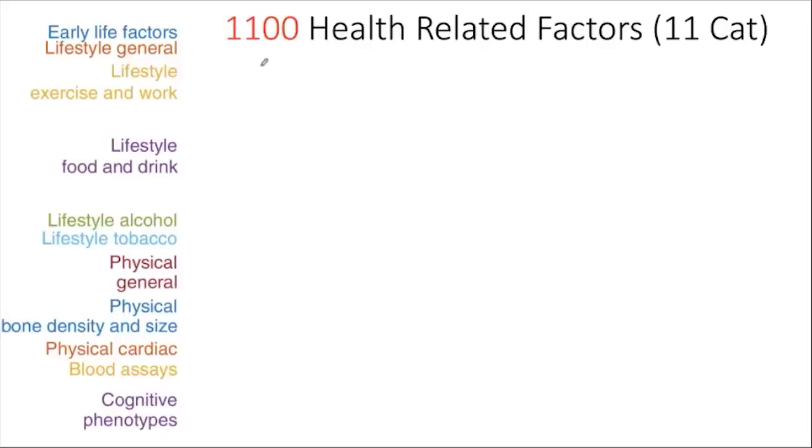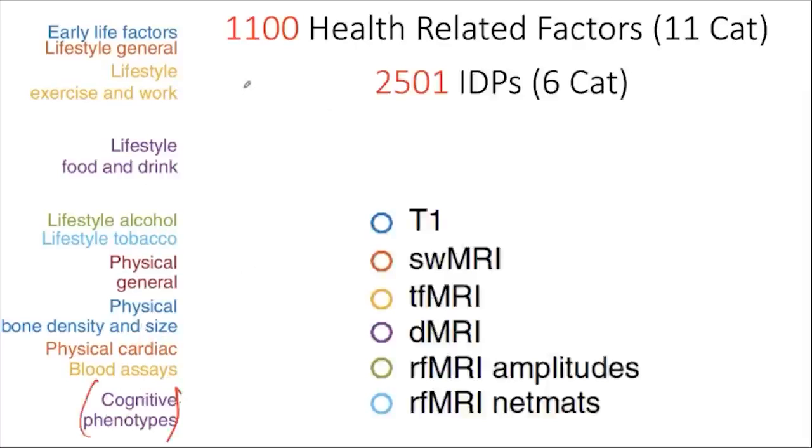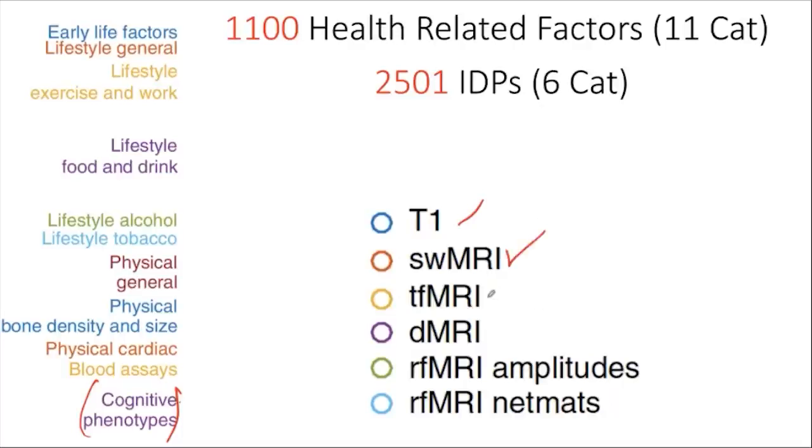Okay. They also had 1,100 health-related factors in terms of, let's say, lifestyle, alcohol use, physical characteristics, cognitive phenotypes. So they had all those health-related factors. And those 2,500 IDPs in 6 categories that we discussed before in terms of T1, structural, task-based, DTI, resting state, both amplitude and netmat. Netmat means connections, and amplitudes means the level of signal that they have within each network. Okay, so they had all these measures.